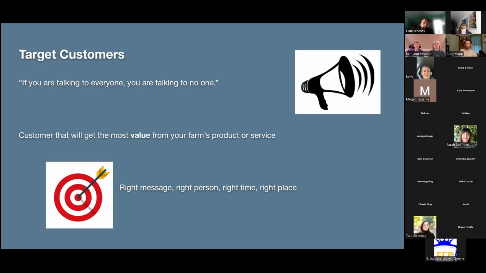A quote that has come up a lot in this type of marketing research, and I really like, is: if you're talking to everyone, you're talking to no one. So you really want to focus on right message, right person, right time, right place. If you're too broad in your approach, it's just not going to be effective. You really want to think about what customer will get the most value from your product. Value is a big concept, but that's something you're really going back to. Yes, people spend based on the cost of things, but really, their values are going to tie them to almost all their financial decisions.